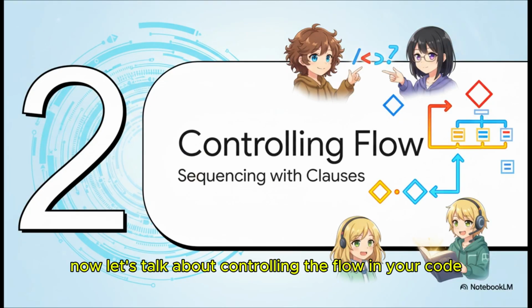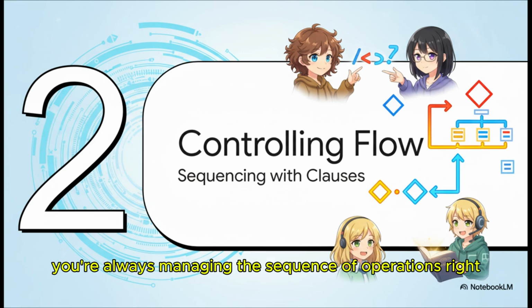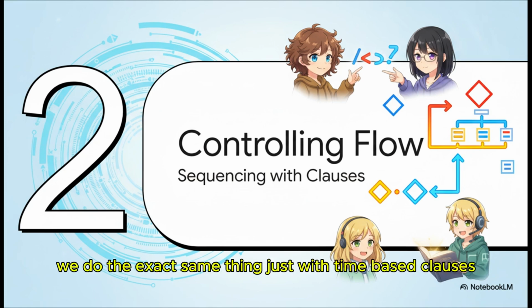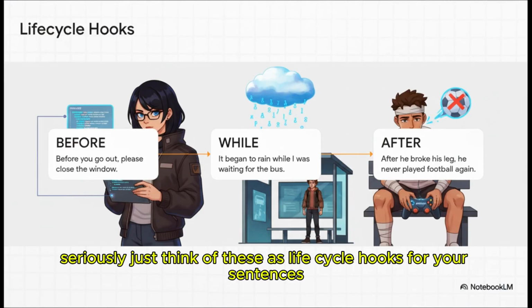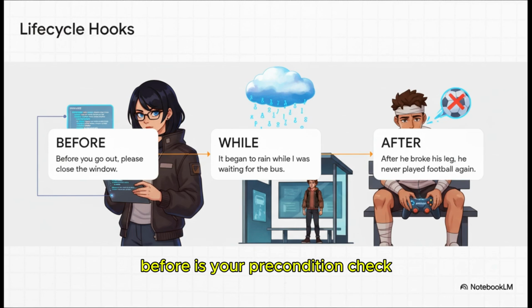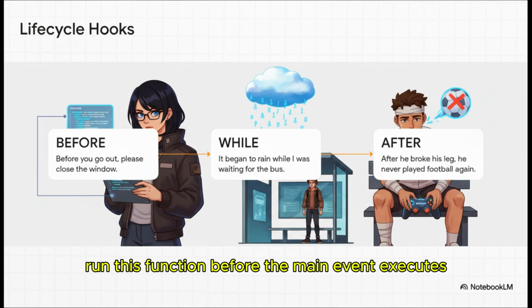Now let's talk about controlling the flow. In your code, you're always managing the sequence of operations, right? Well, in grammar, we do the exact same thing, just with time-based clauses. Seriously, just think of these as life cycle hooks for your sentences. Before is your precondition check. Before you go out. Run this function before the main event executes.